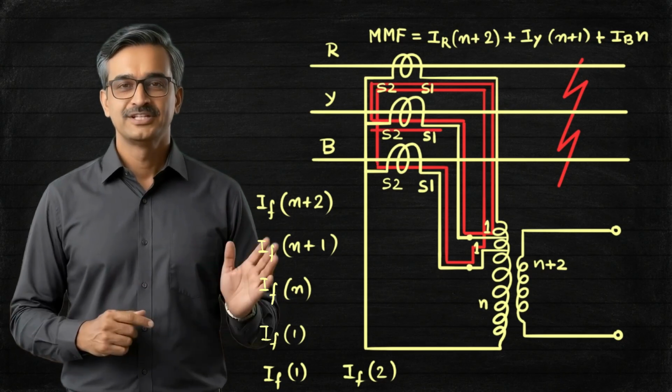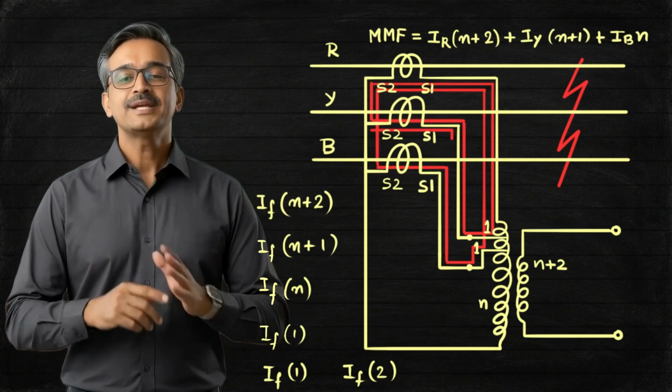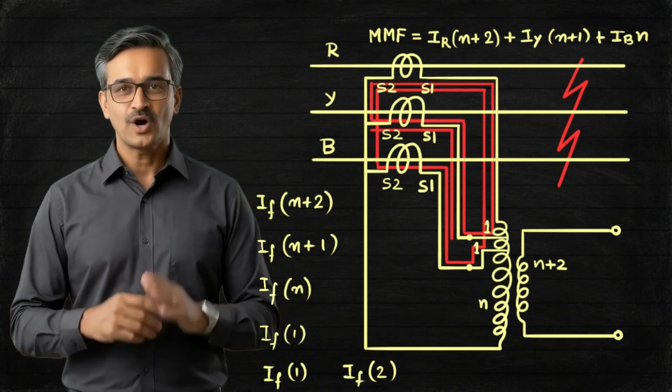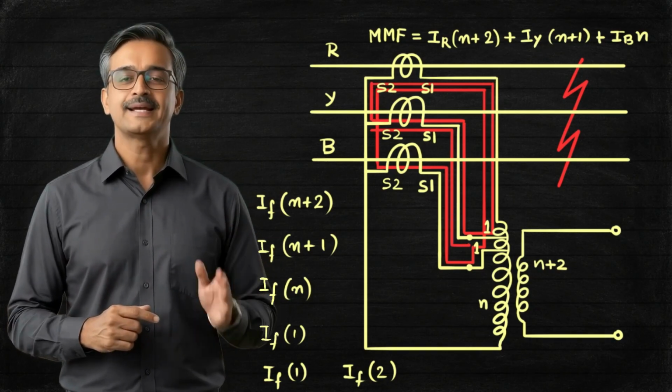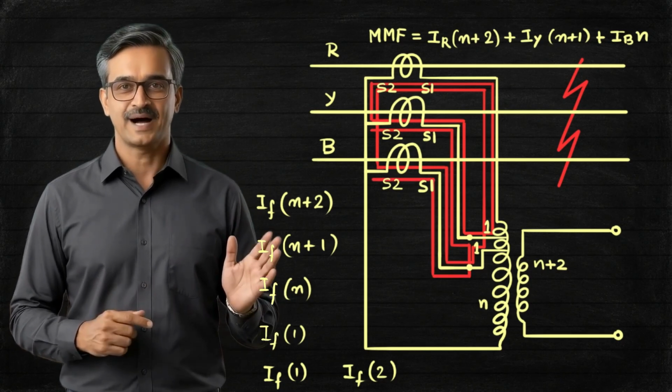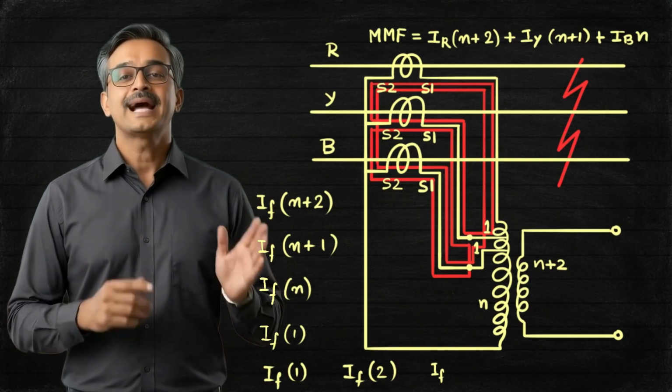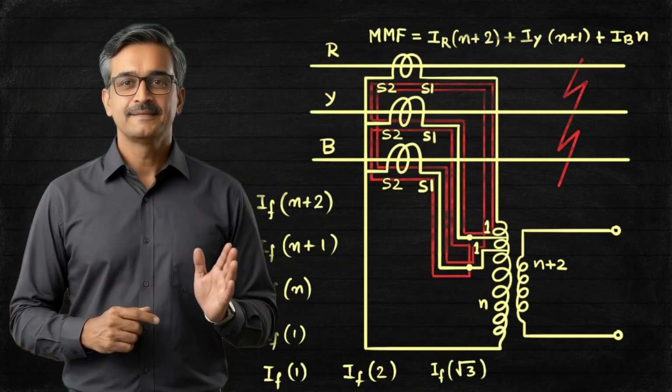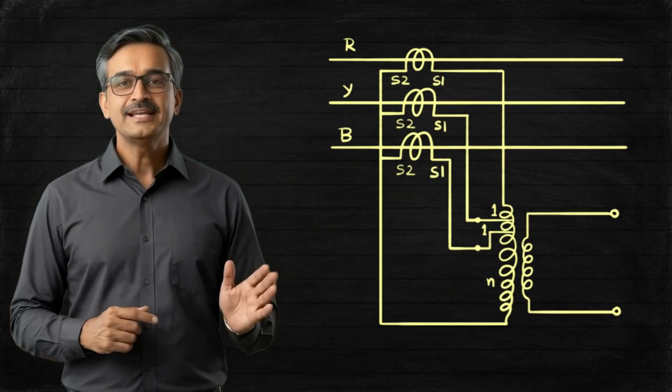The third current will circulate through the secondary winding of the yellow phase CT, pass through one turn of the summation CT winding, and then return through the secondary winding of the blue phase CT, thereby completing the loop. So, that results to root 3 times. This is the most important concept in this topic.